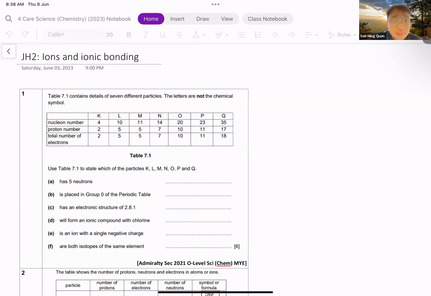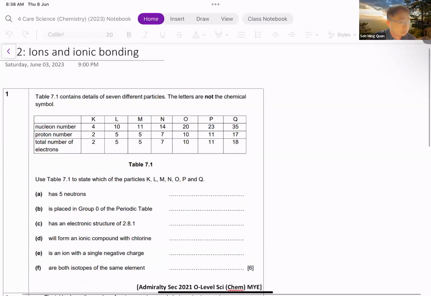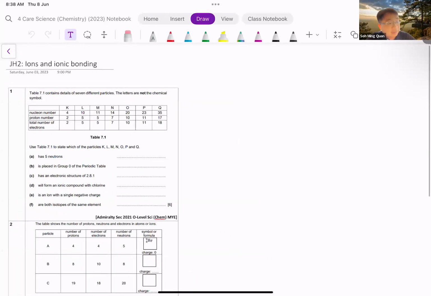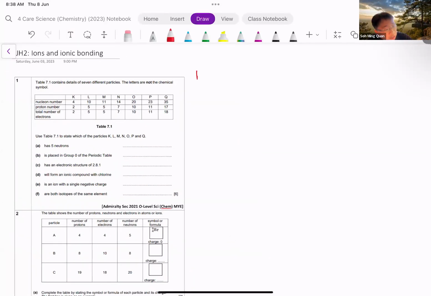This can be found in your Chemistry 1 notes under your personal folder under class notes. This is the second one, JH2, ions and ionic bonding. Before we go on to the questions, we will go through a little bit of content first. If you recall, last lesson we spoke about atoms and ions. We spoke about something like potassium.